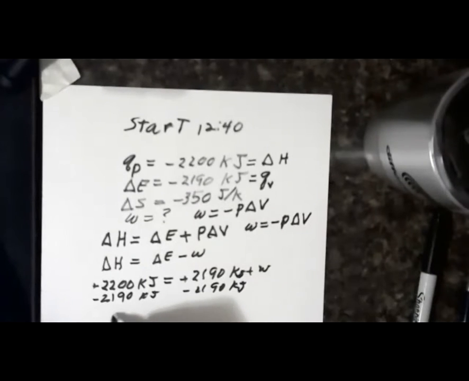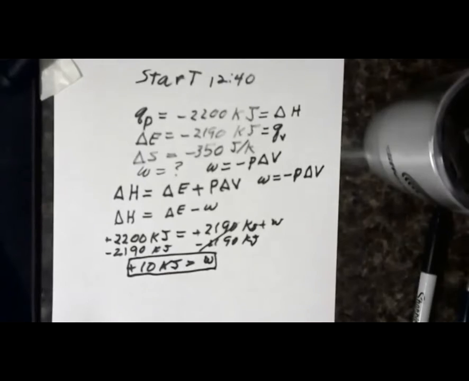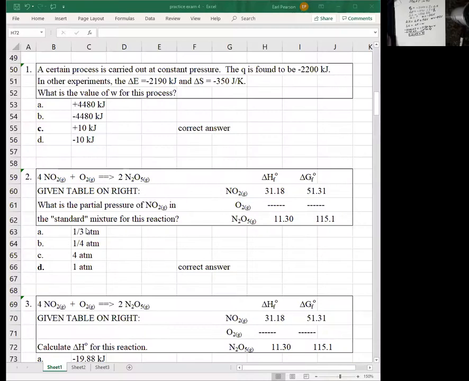And that would give me plus 10 kilojoules. And of course, the works cancel, so that is equal to the work. So that would be the answer to this particular problem: the work is going to be plus 10 kilojoules. Okay. And we see we did get the correct answer.